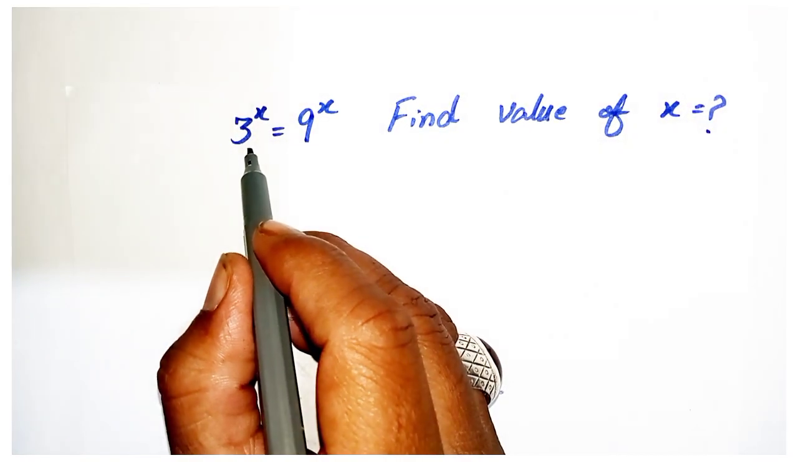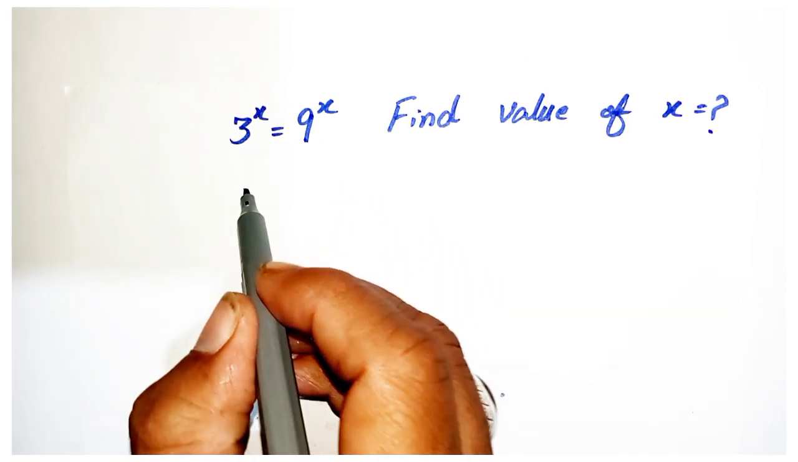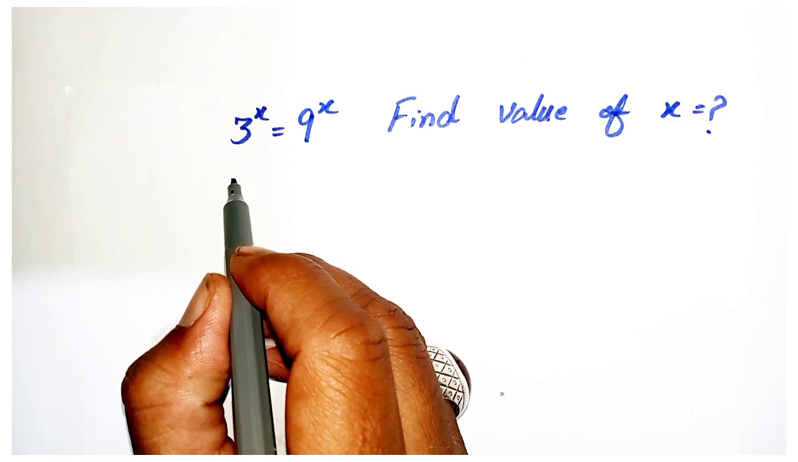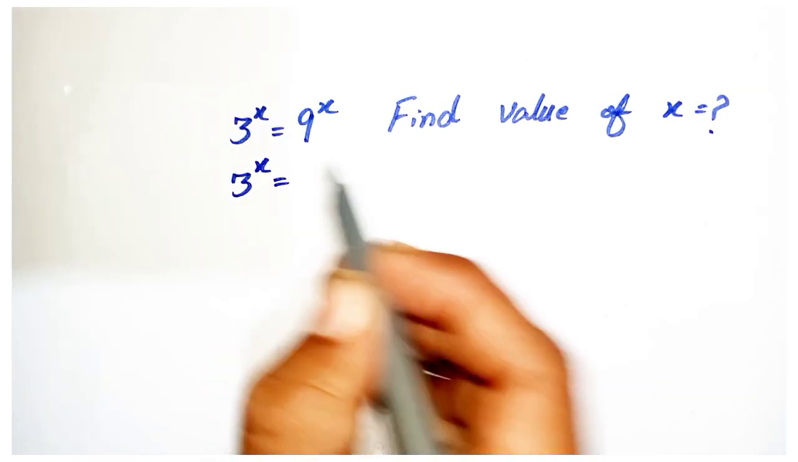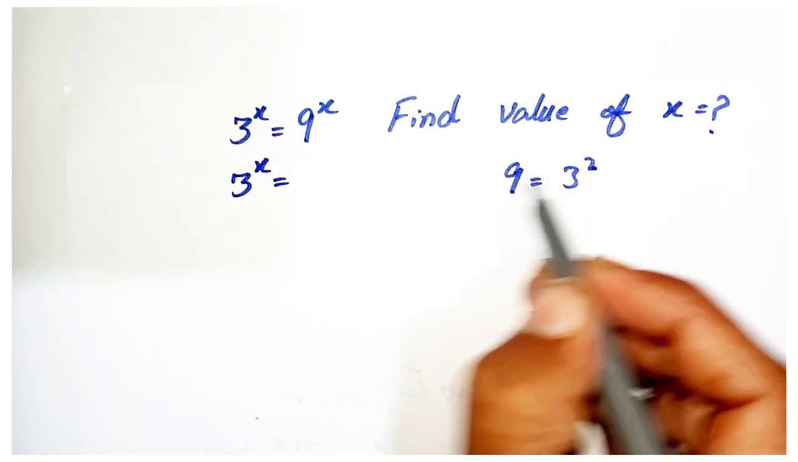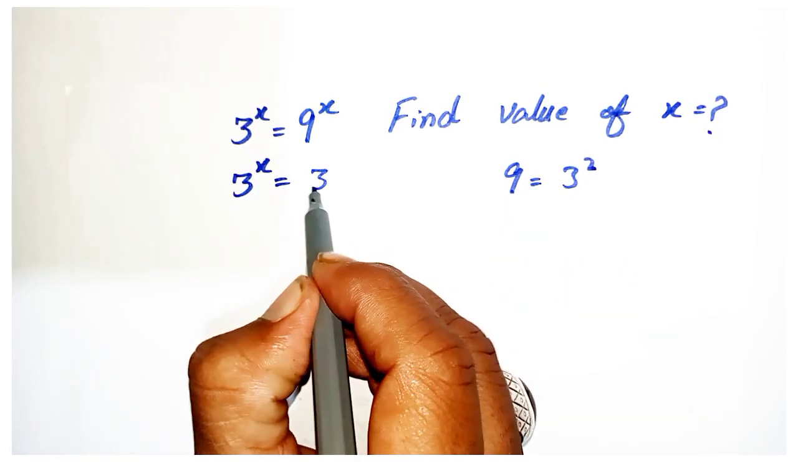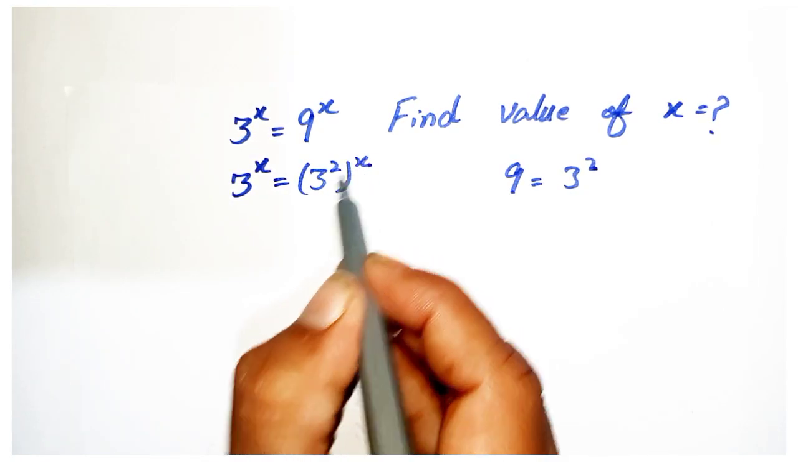Today our topic is 3 power x is equal to 9 power x. Find the value of x. Now we have to solve the question 3 power x. This 9 would become 3 power 2. We can write this 9 as 3 power 2, power x.